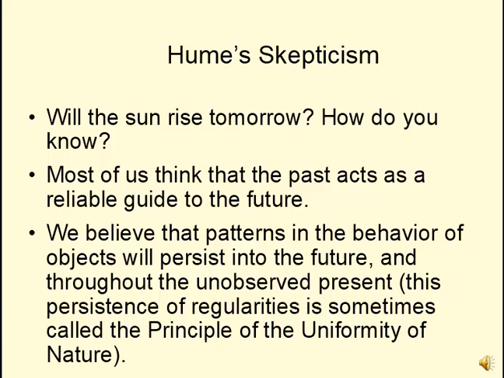This belief in the persistence of regularities is sometimes called the principle of the uniformity of nature. The idea that the sun has always risen as far back as any scientist can identify. As long as the Earth has existed, the sun has risen because this is the process of orbit, of the Earth around the sun. But how does that then guarantee that it's going to happen tomorrow?